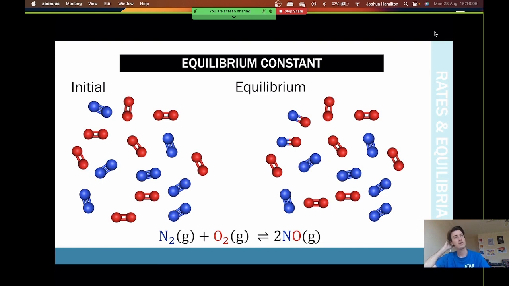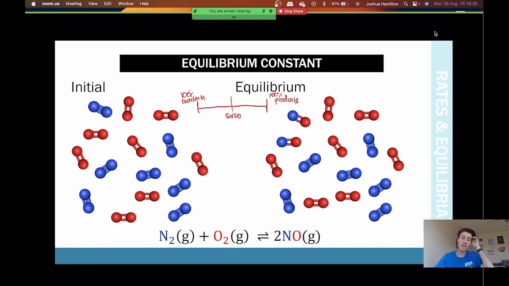So what I'm trying to say there is if you think of equilibrium like a spectrum, like this. At this end, we have 100% reactants. At this point here, we're at a 50-50 split. And at this point here, we have 100% products.